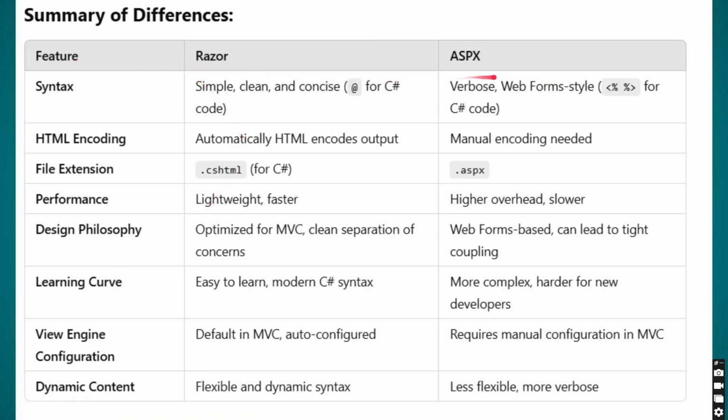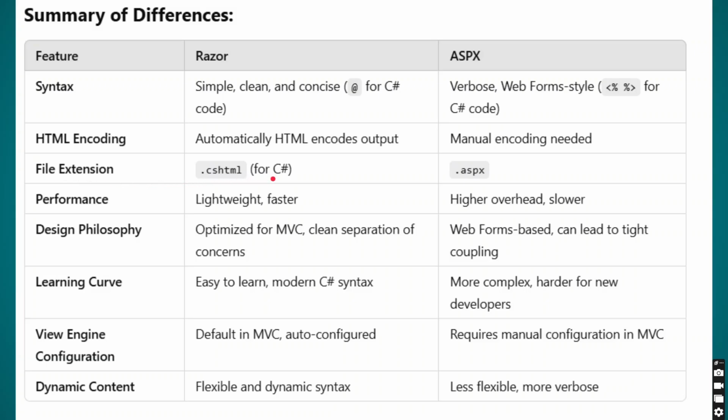Feature: Razor and ASPX. Syntax. In Razor, it is simple, clean and concise. We are using the @ symbol for C# code. In ASPX, it is verbose, with web forms style markup like this for C# code. HTML encoding. Razor automatically HTML encodes output. In ASPX, manual encoding is needed. File extension.